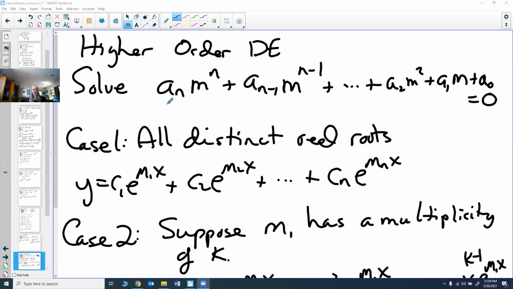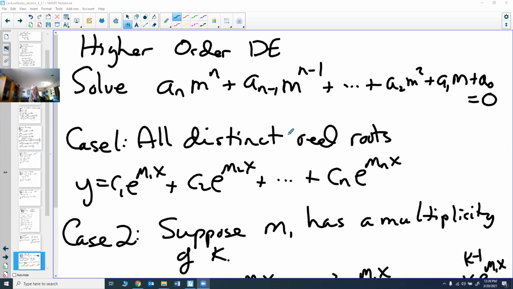So now I want to look at, in the same kind of idea, how do we solve higher order differential equations with constant coefficients. So we're going to have an m to the n plus a_(n-1) m to the n minus 1 and so forth. This is your auxiliary equation. You'd have this same kind of idea of your auxiliary equation here, and you want to solve this.